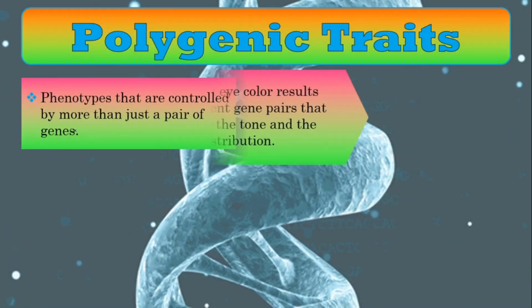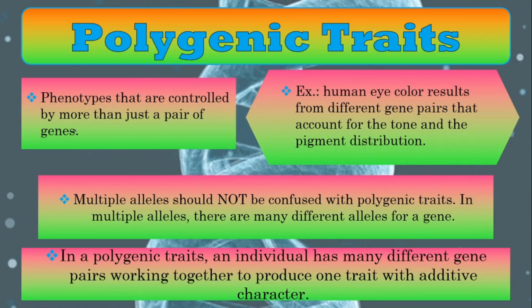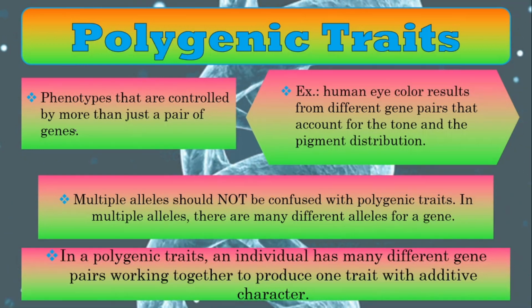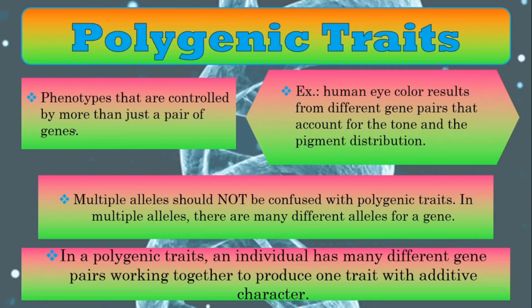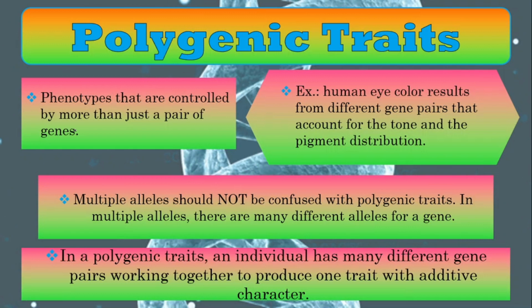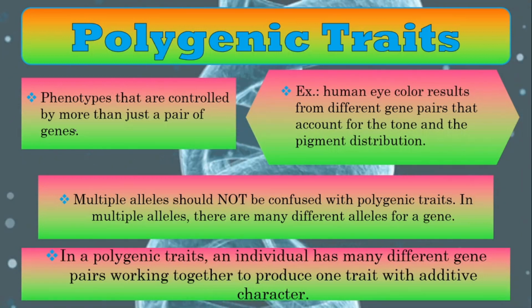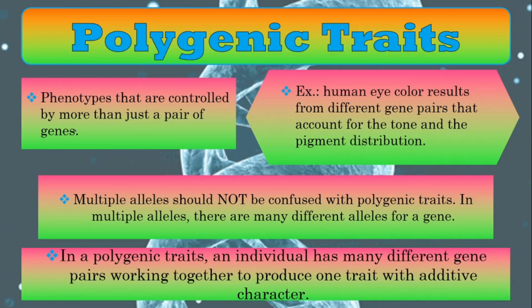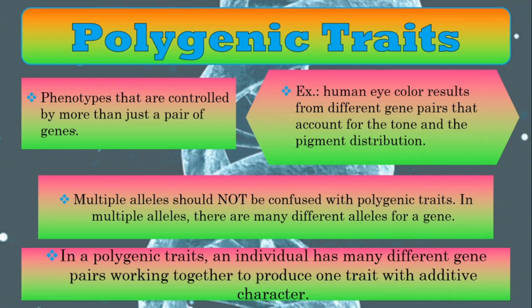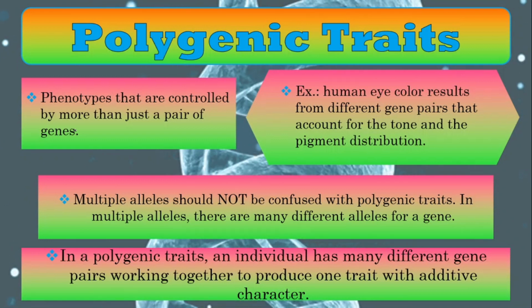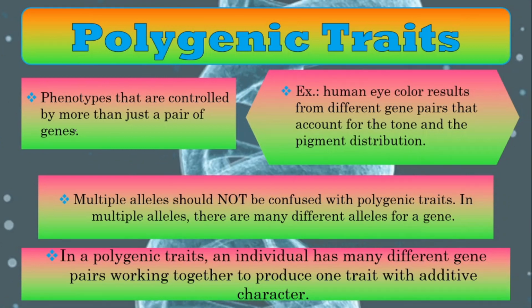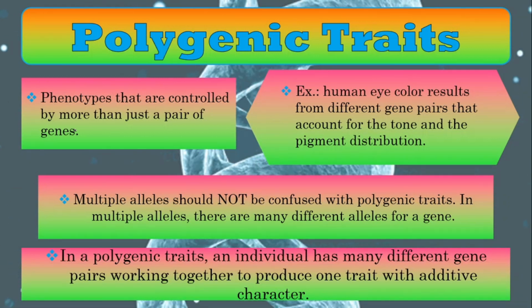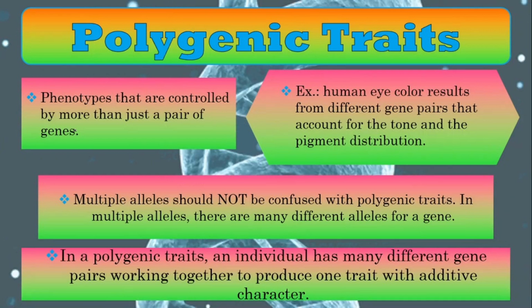Next, polygenic traits. Polygenic traits are phenotypes that are controlled by more than just a pair of genes. For example, human eye color results from different gene pairs that account for the tone and pigment distribution. Multiple alleles should not be confused with polygenic traits. In multiple alleles, there are many different alleles of a gene. In polygenic traits, an individual has many different gene pairs working together to produce one trait with additive character.